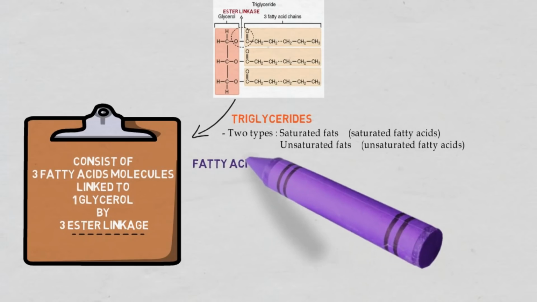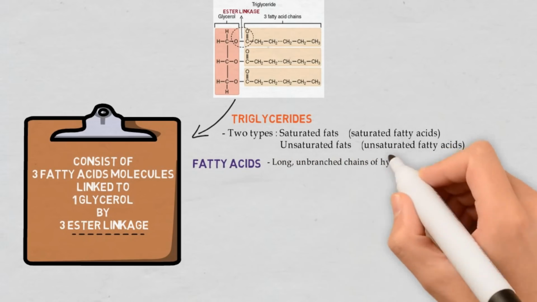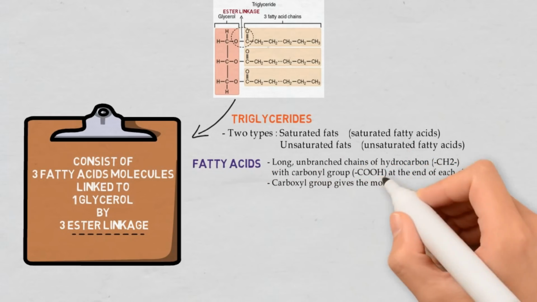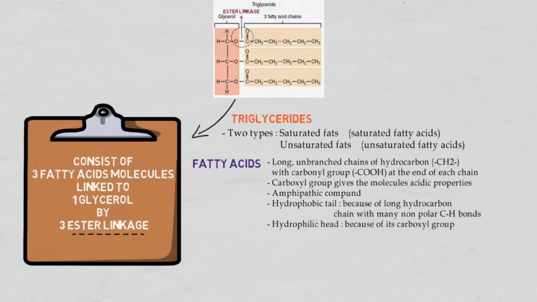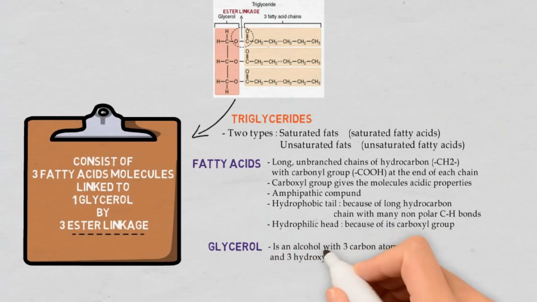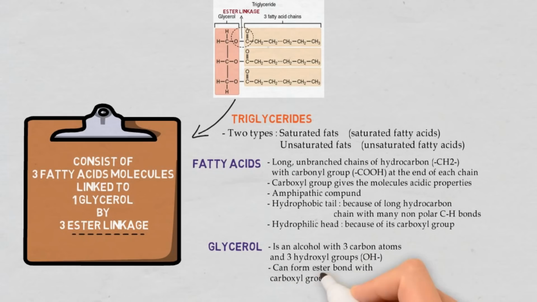What are fatty acids? A fatty acid is a long, unbranched chain of hydrocarbon with a carboxyl group at the end of each chain. The carboxyl group gives the molecule acidic properties. It is also an amphiphilic compound because it consists of non-polar and acidic components. The hydrophobic tail is because of the long hydrocarbon chain with many non-polar C-H bonds, while the hydrophilic head is because of its carboxyl group. What is glycerol? Glycerol is an alcohol with 3 carbon atoms and 3 hydroxyl groups. It can form an ester bond with the carboxyl groups of fatty acids.